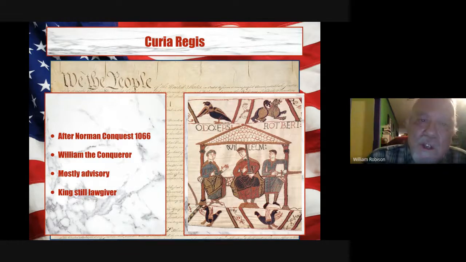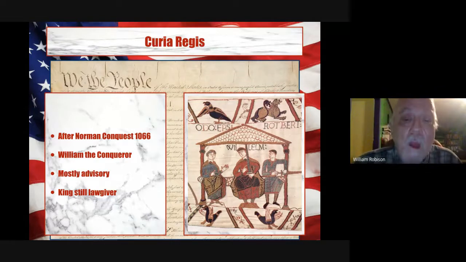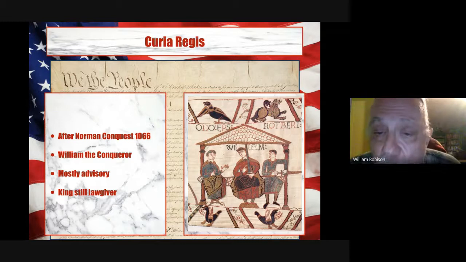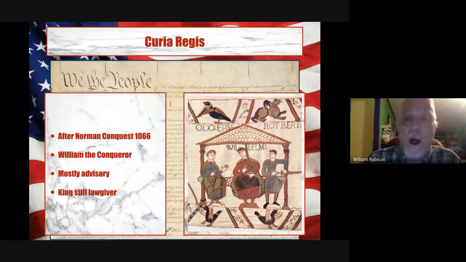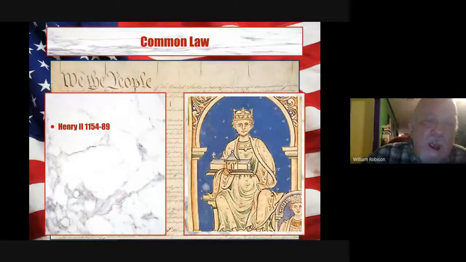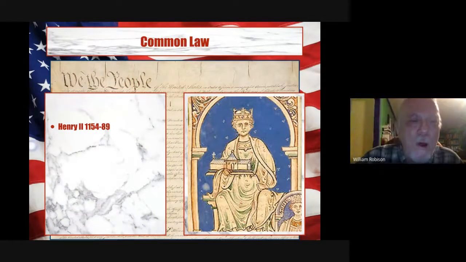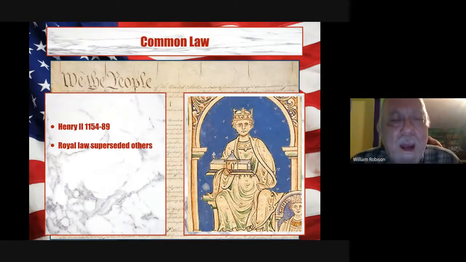And the king was still the lawgiver. And there have been few kings in history with more power than William the Conqueror. But he was seen as obligated to take the advice of the Curia Regis, just as they were obligated to give it to him. Now, about a century after his time, we encounter the king, Henry II, played by Peter O'Toole, who is the man who created what we know as the common law.